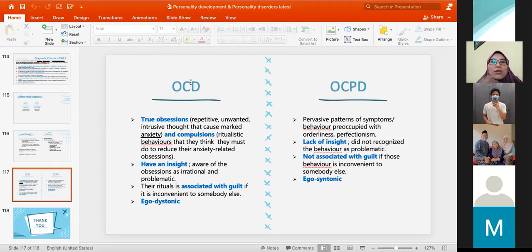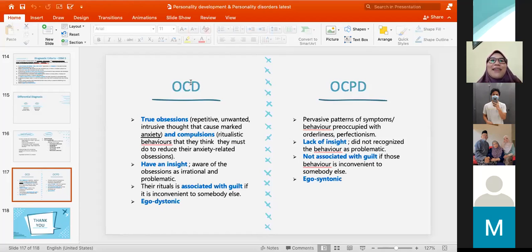On the other hand, OCPD, they may not even have insight that it is troubling them. They think that other people are wrong. Other people are not understanding of them. Other people should be aligning their lives to suit his, because it's something that's a part of me. Ego syntonic is accepting, and there's no conflict within me.